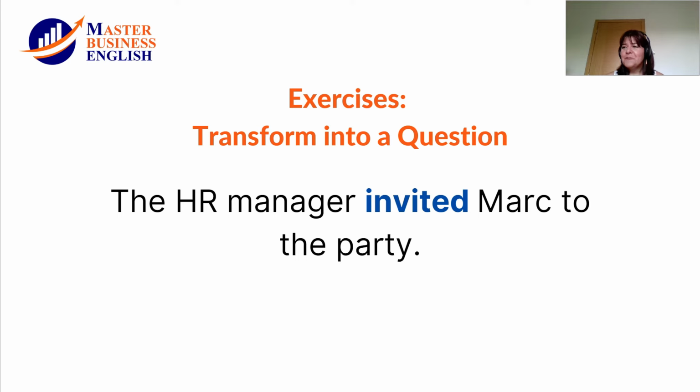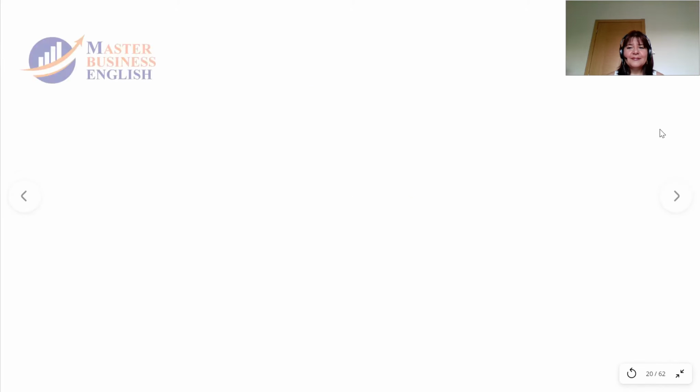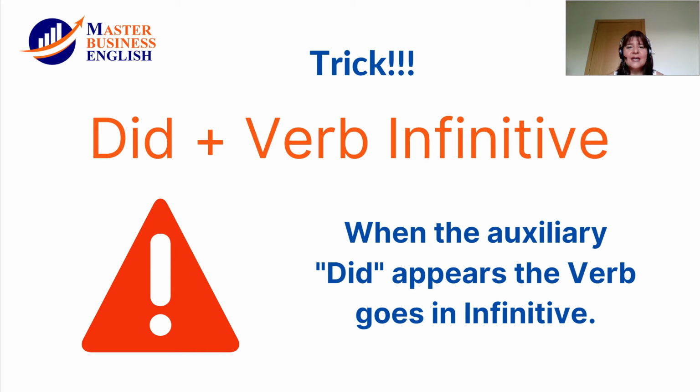Very well done. I see that some of you got how to do it. Great. So in this case, it is, did the human resources manager invite Mark to the party? Here's a trick, please, a warning. Every time you have the auxiliary did, the verb goes in infinitive. If you remember this little trick, you're going to make your questions and negative sentences very well in English. Then writing or speaking will be very simple for all of you.